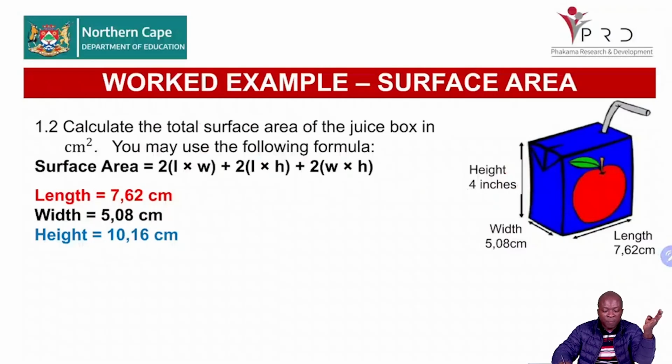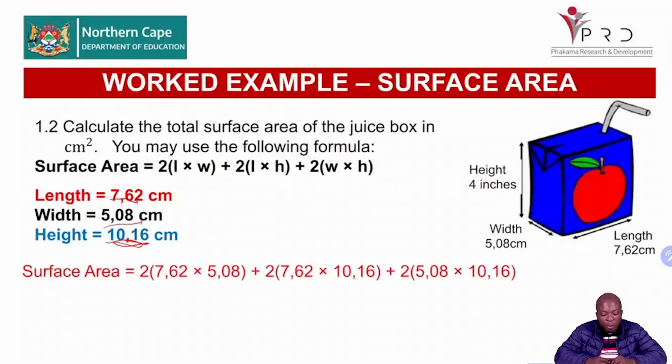Right, let's look at 1.2. Calculate the total surface area of the juice box in centimeters squared. So the first thing you have to do is to write down your values. Write down the length, the width, the height. As you write, you check whether all the sides are in the same unit. Can you see now we are using the length 7.62, the width 5.08, and then the height which we just converted, it is now 10.16. We are not using the 4 inches.